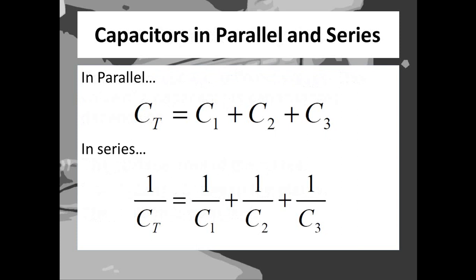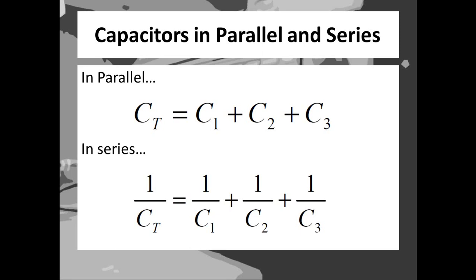In parallel, the capacitance increases as you add more and more capacitors. A way of thinking about this is that the plate size will increase. If you have two plates rather than one, you'd increase the capacitance. So if you have capacitors in parallel, the value of the total capacitance just increases and increases.